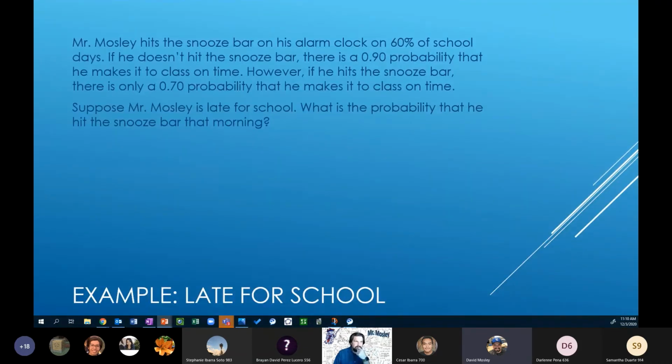Continue with the same example with a different question. Suppose Mr. Mosley is late for school. What is the probability that he hit the snooze bar that morning? Right, so in this problem, we are trying to find the probability that I'm late given I hit snooze. Oh wait, sorry, that's backwards. That's not the given information. See, where we can get into problems.